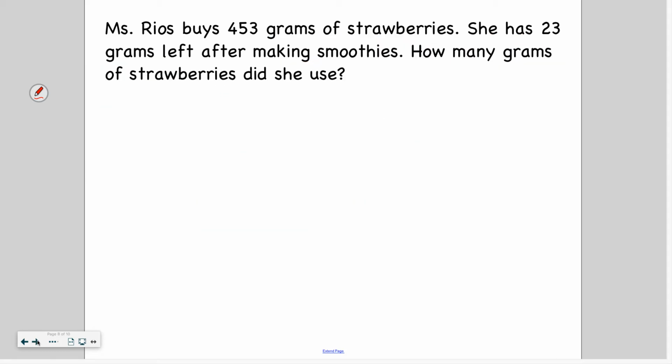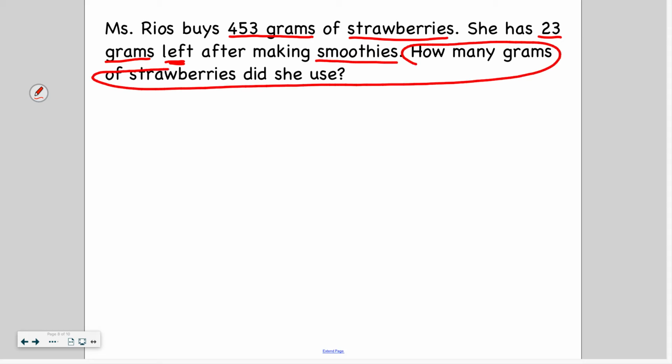Let's do this last one. So I'm going to annotate with you and then you'll solve on your own. Miss Rios buys 453 grams of strawberries. She has 23 grams left after making smoothies. How many grams of strawberries did she use? So go ahead and pause the video now and then press play when you're ready to check your work. Again, pause and solve, then press play when you're ready.